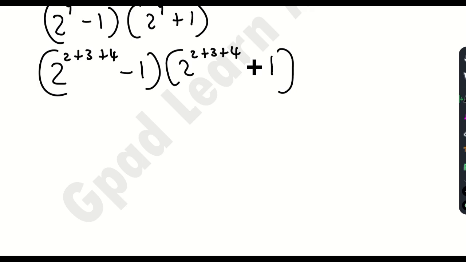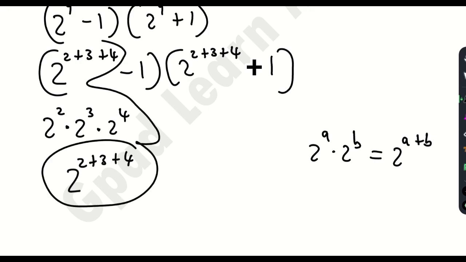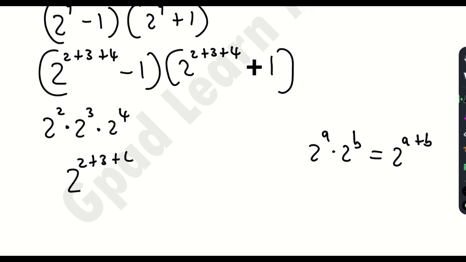Now, let me bring you the product law of indices. If you have 2 raised to a times 2 raised to b, this can be rewritten as 2 raised to a plus b. That's exactly what I'm going to do here. Watch this now. I can rewrite this as 2 raised to 2 times 2 raised to 3 times 2 raised to 4. Notice, if you apply the law of indices, because they have a common base, you pick the common base and then you add their exponents. So 2 plus 3 plus 4, which is the same thing as what we have here. So can you see? We have just applied the product law of indices.